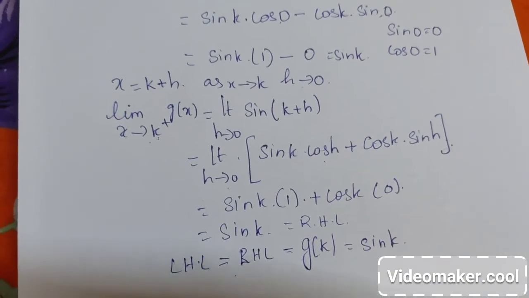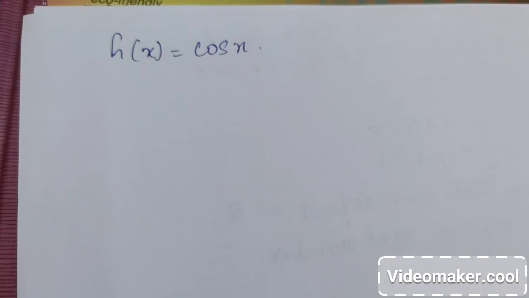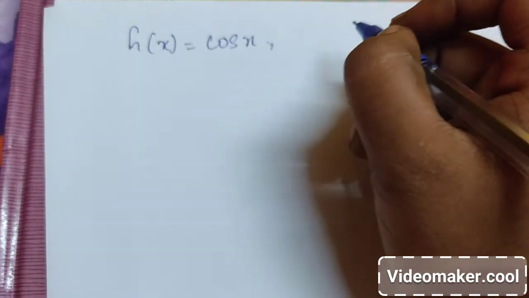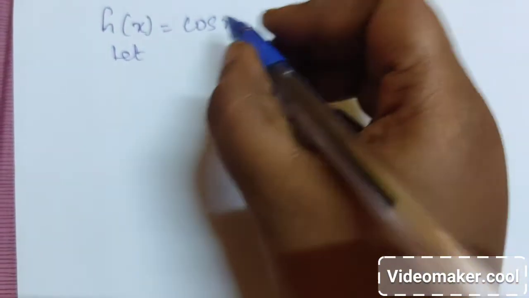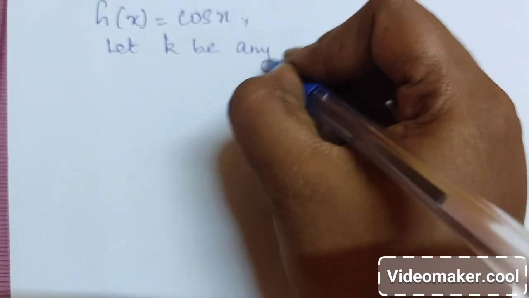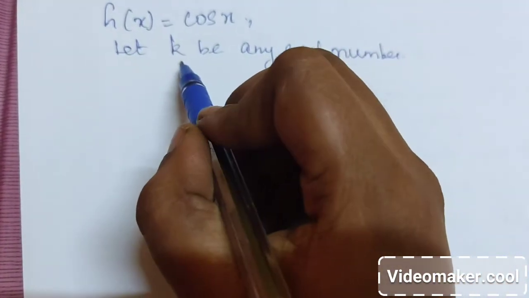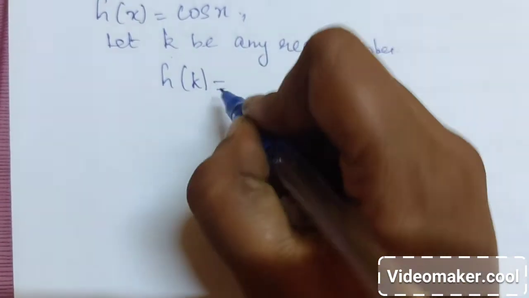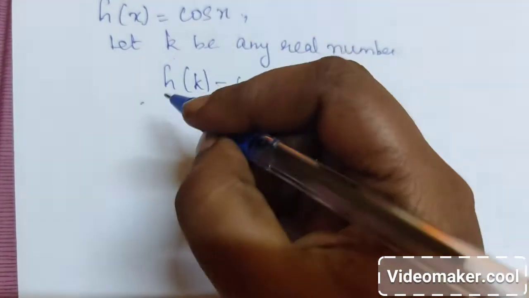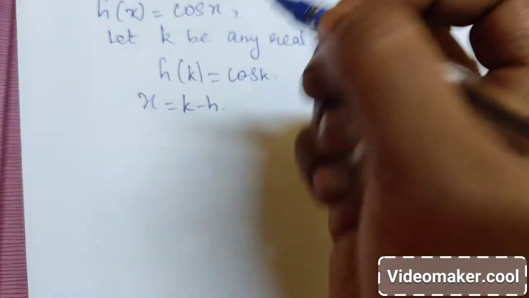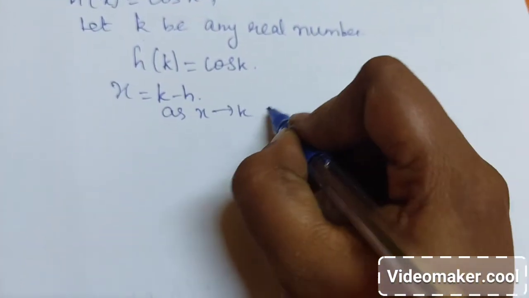Now we will discuss the continuity of the function cos x. We know this cos x function is defined for all real numbers, because each radian measure has been mapped with one real number. So let k be any real number. We will check the continuity of the function at k. The functional value will be cos k. Now we will calculate the left hand limit. Let us take x as k minus h. As x tends to k, h tends to 0.